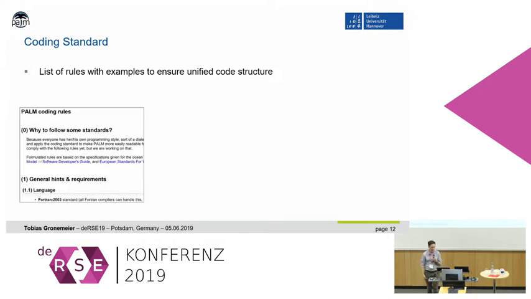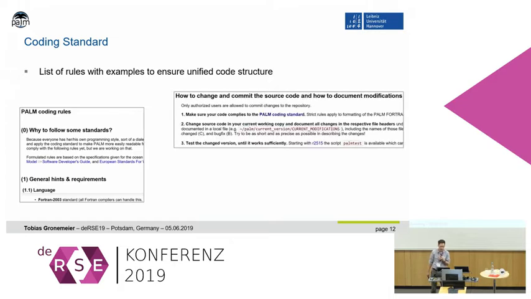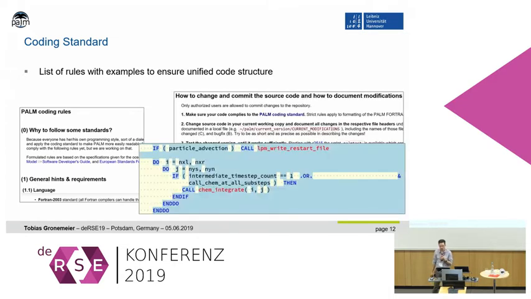So we have the PALM coding rules. They are quite elaborate. It's a list of rules on how to write code, and this is all available publicly on our website. So every developer can have a look at it and should also code after this coding standard.